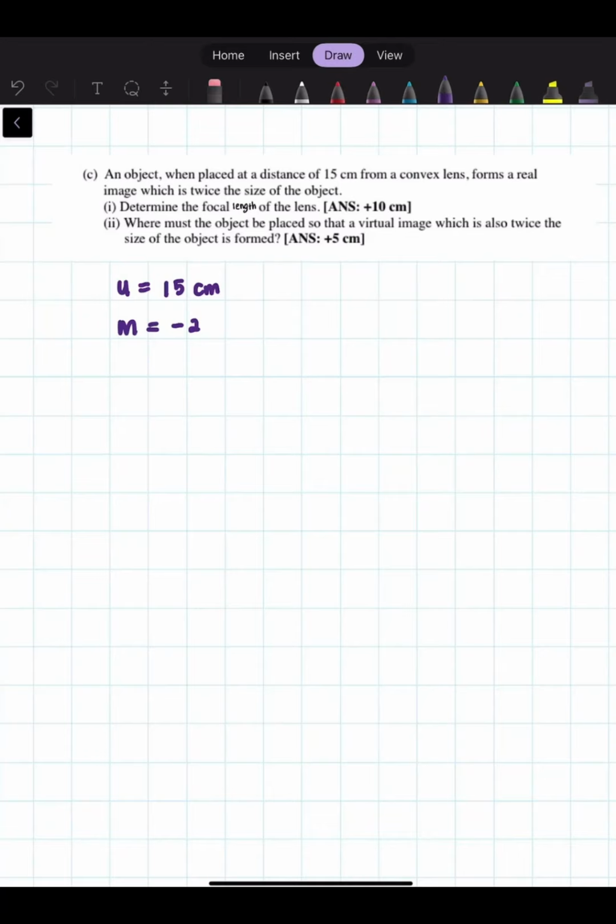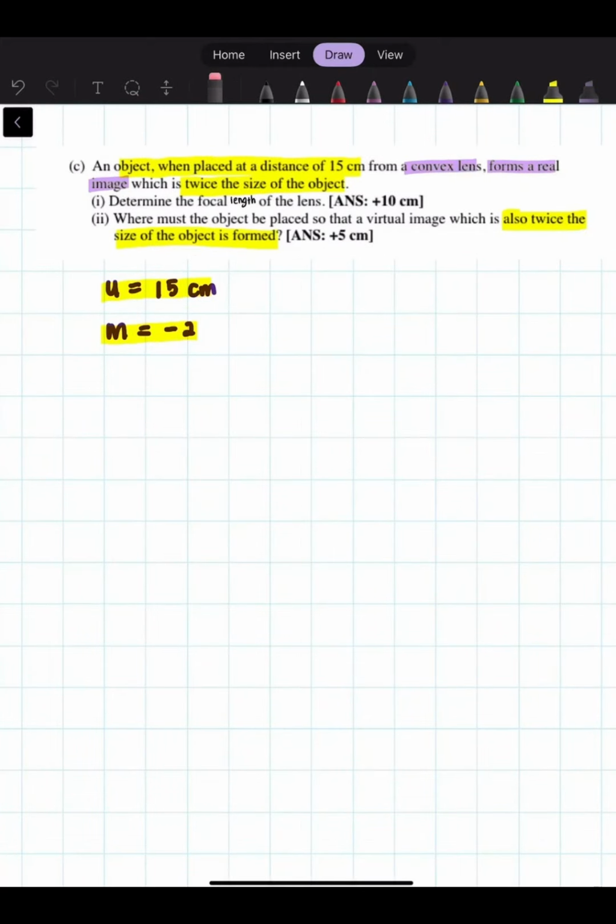So before we go through our questions, let's list down our information. The information given here is the object distance, which is 15 cm from the lens, and also the magnification of the image, which is twice the size of the object. And this is a convex lens, and it forms a real image. So listing down our information, u is equals to 15 cm, and our magnification is equals to -2.